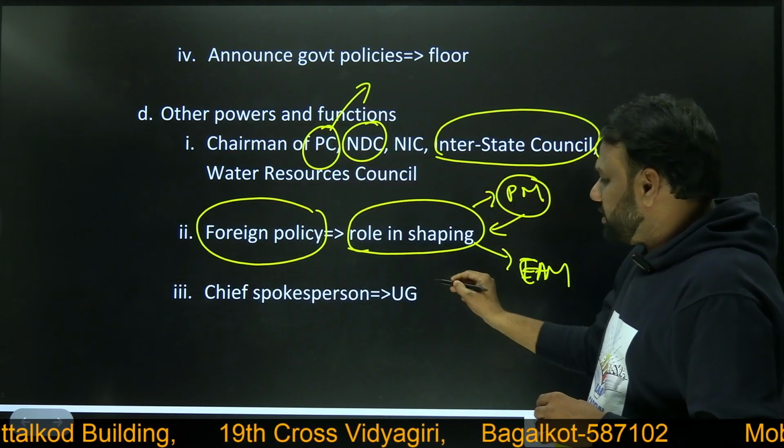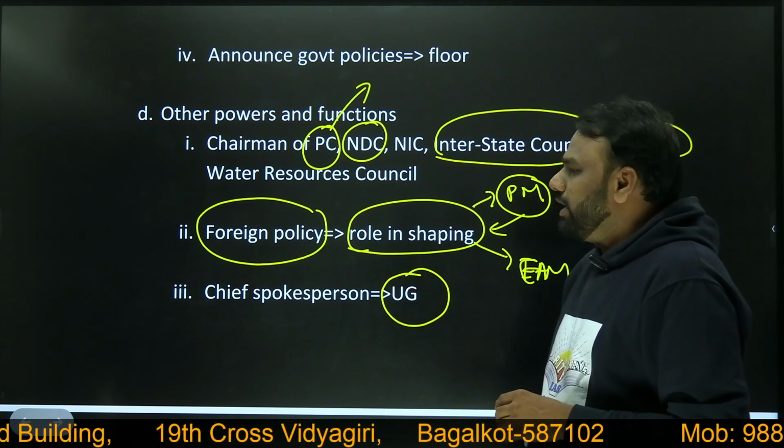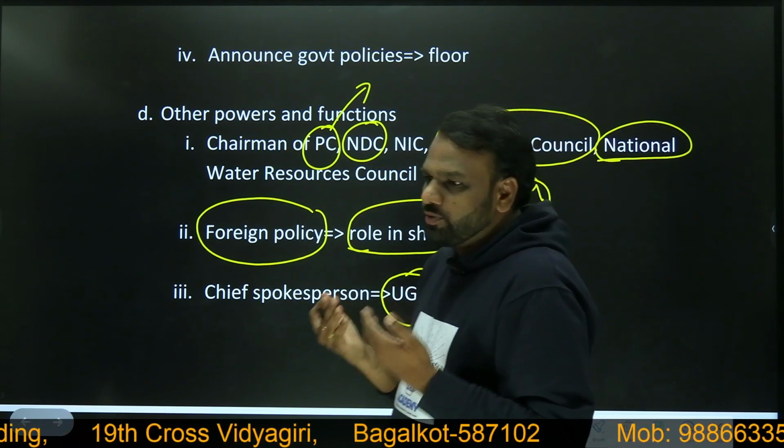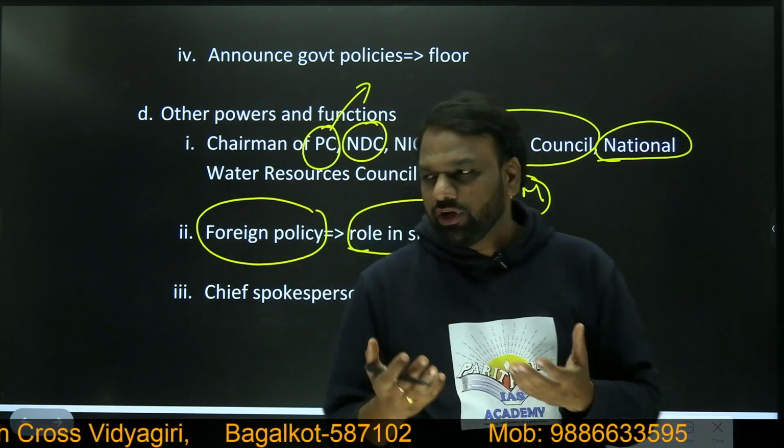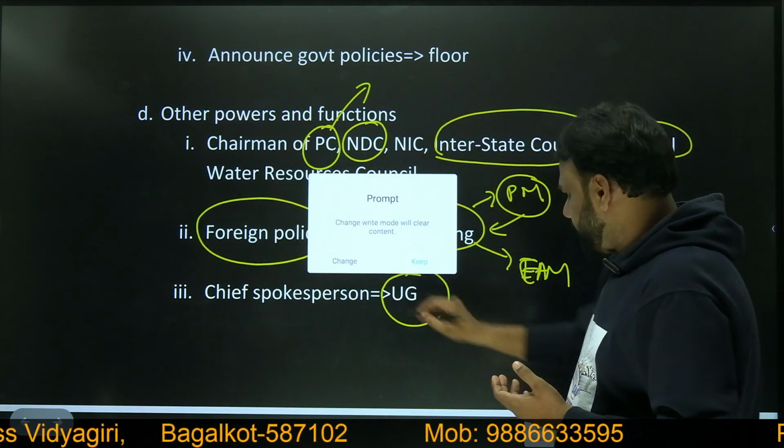Next, he is the chief spokesperson of the union government. To the central government, we also refer to it as the union government. So who is the chief spokesperson? The Prime Minister is the chief spokesperson of the union government. Important.